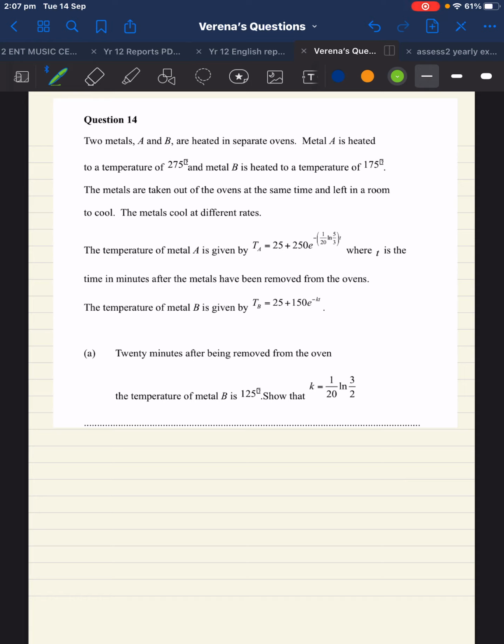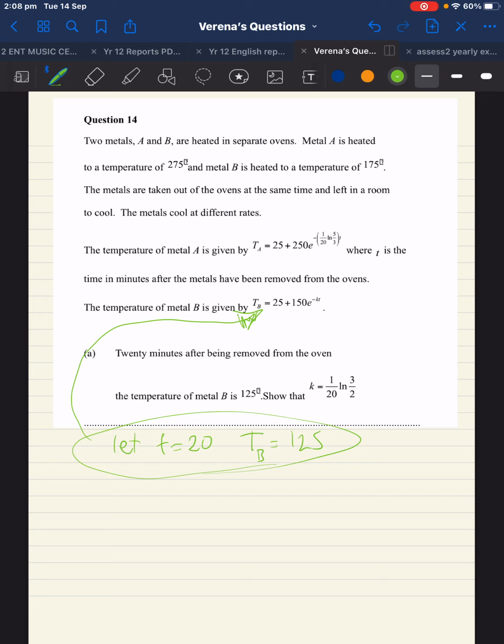All right. So in this first one, part A, we're trying to show that K is equal to that. And the thing that we've been told is that after 20 minutes, metal B has dropped down to 125 degrees. In other words, when T is equal to 20, the temperature of metal B will be equal to 125. These are a set of values that we're going to sub into the temperature of metal B. So let's go ahead and do that.